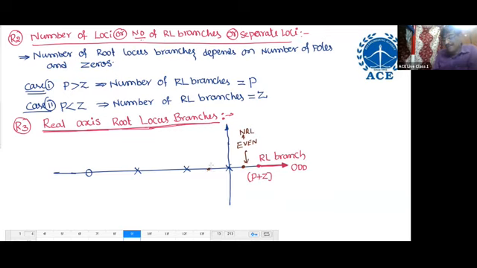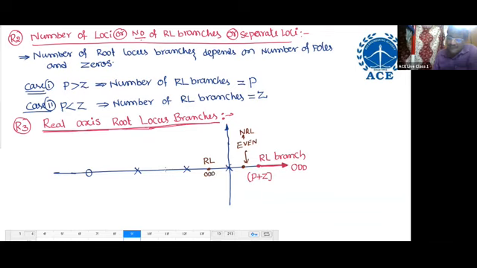Here P plus Z on the right side is how much? One pole, right? P plus Z is 1. That means odd. Odd means there exists the root locus. Right side 1, here count it, 1 pole. So odd. Odd means there exists root locus.